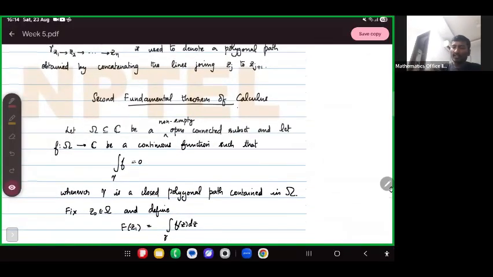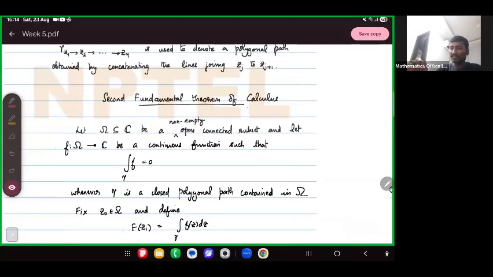Okay, so when we have omega, a non-empty open connected subset, and f is a continuous function on omega, such that the integral over closed curves is zero. Why am I saying closed curves, not closed polygonal paths? Because the next theorem is given such that this gamma integral of f is approximated with the integral of f over some polygonal path.